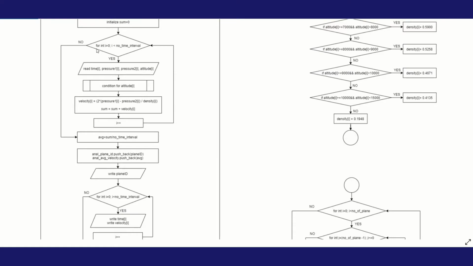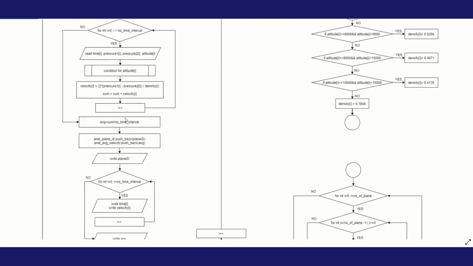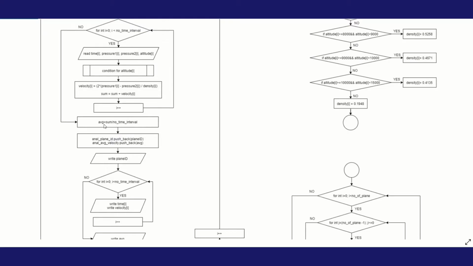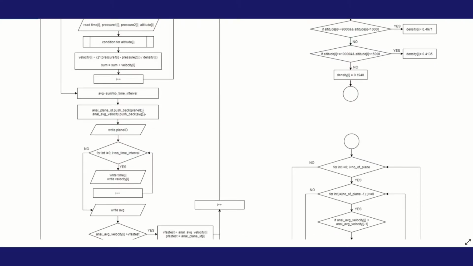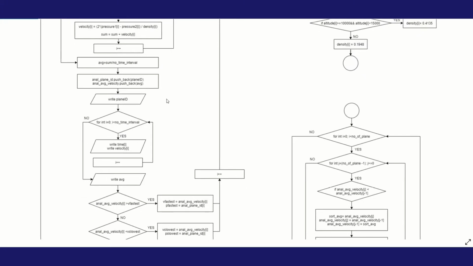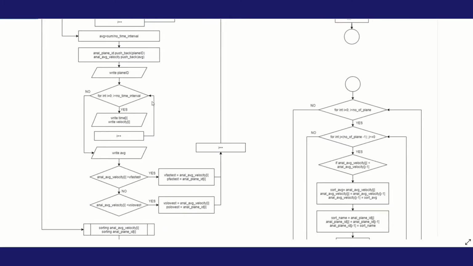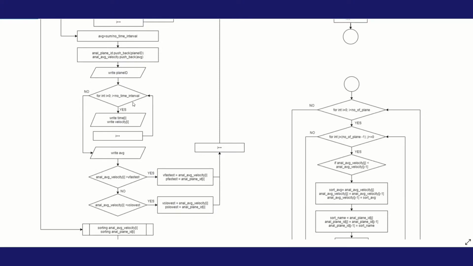And then until the condition is false, then we're going to exit the loop, and then we calculate the average velocity for the plane, for the first plane, based on this formula. And then we are going to put the plane ID and also the average velocity for the first plane into this vector. And then we are also going to write, which means we are going to display this plane ID into the output text file. And then we enter the second inner loop based on this condition.